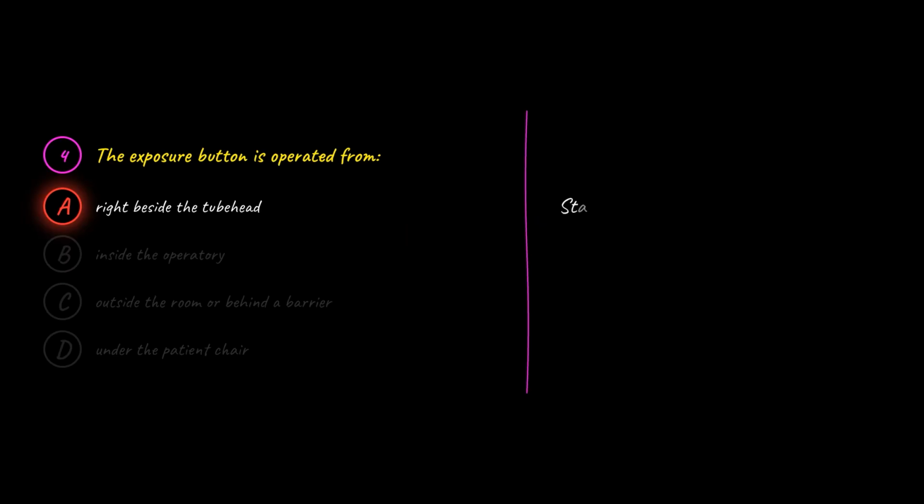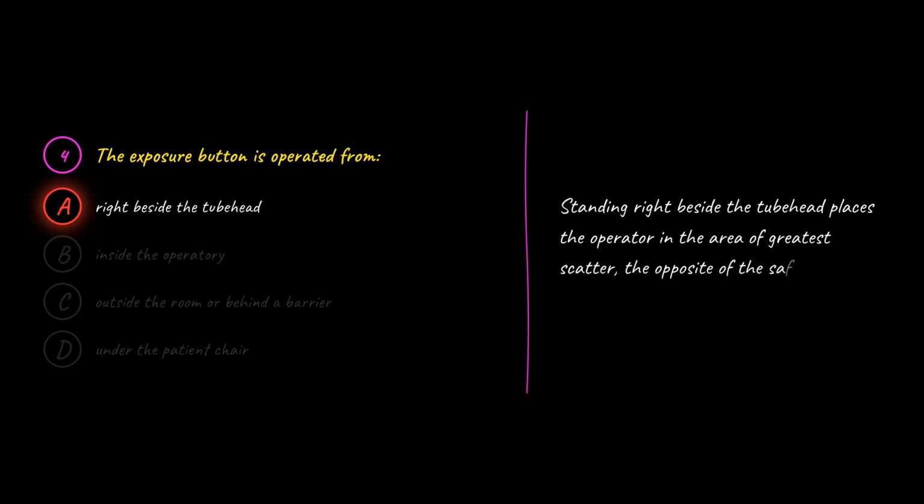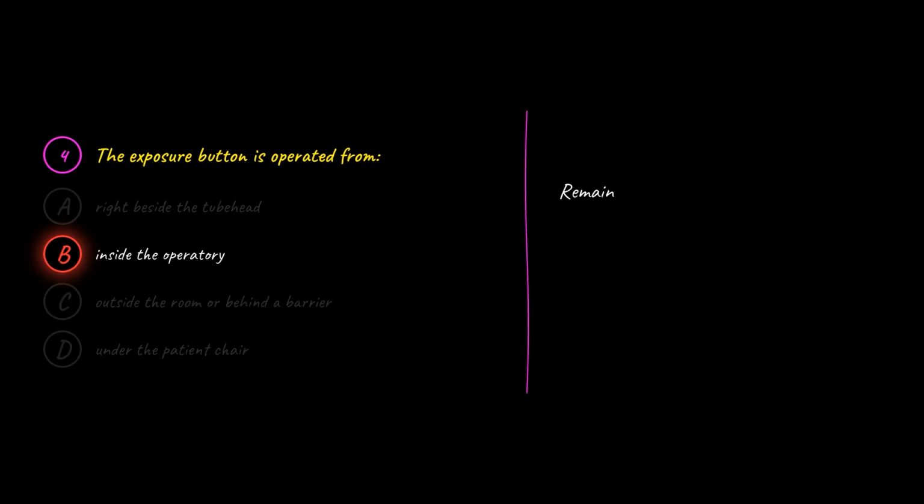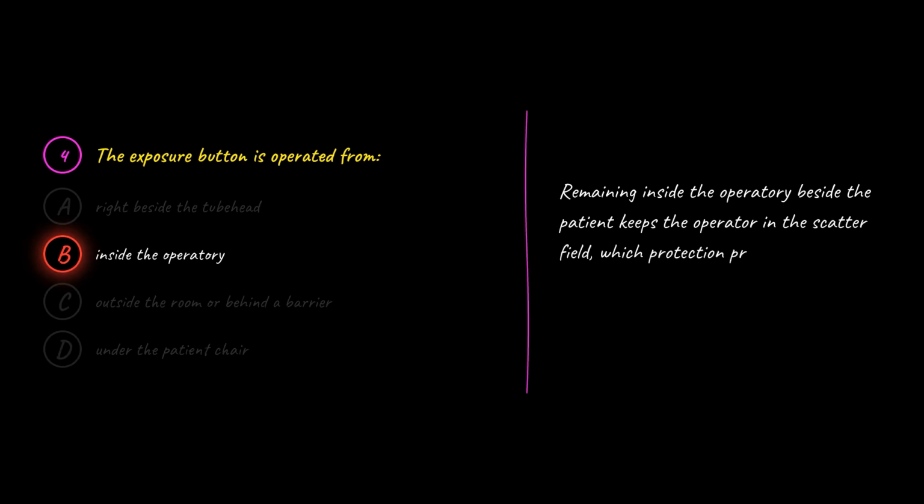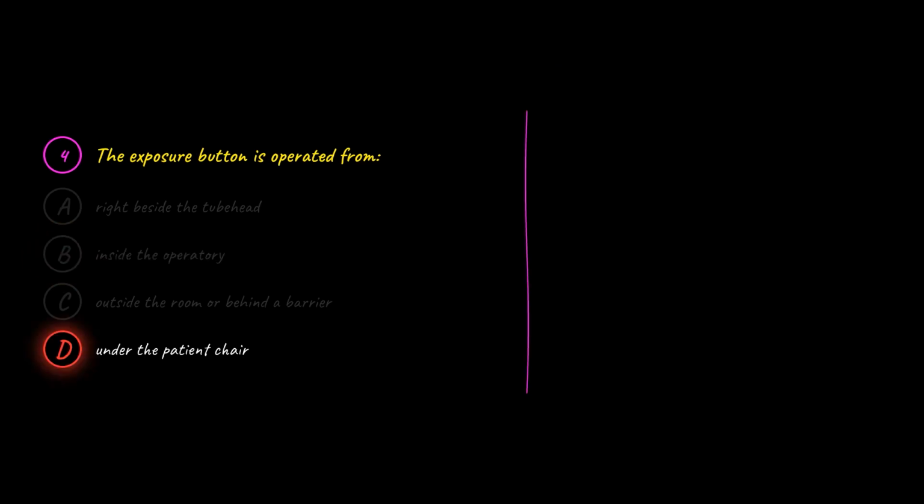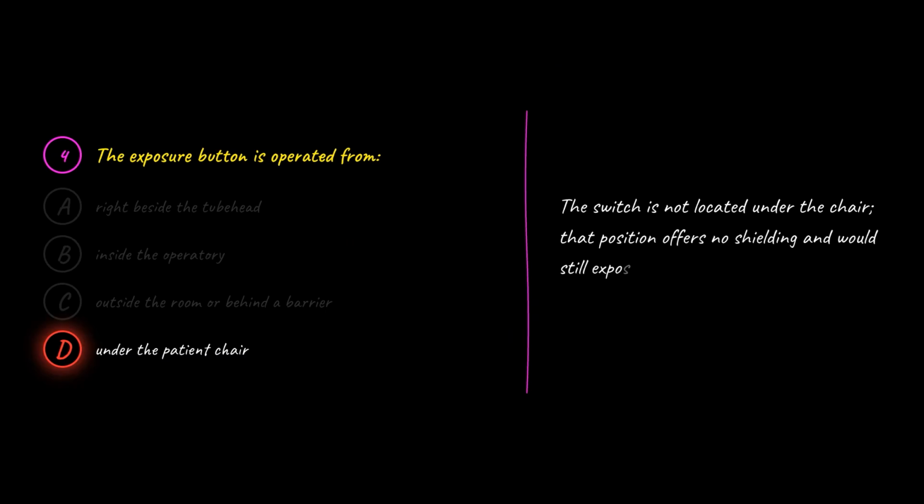A is wrong because standing right beside the tube head places the operator in the area of greatest scatter, the opposite of the safe position the exposure switch is meant to allow. B is wrong because remaining inside the operatory beside the patient keeps the operator in the scatter field, which protection principles of distance and shielding are designed to avoid. D is wrong because the switch is not located under the chair. That position offers no shielding and would still expose the operator to scatter close to the source.